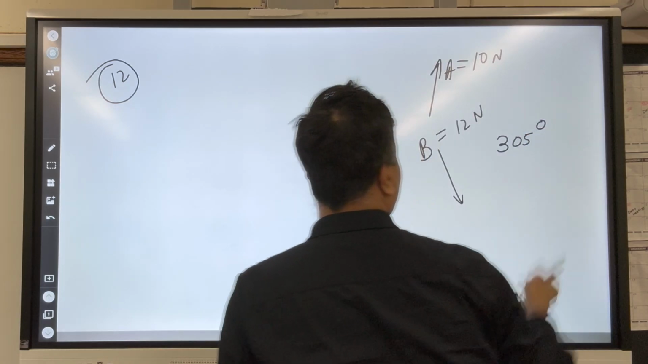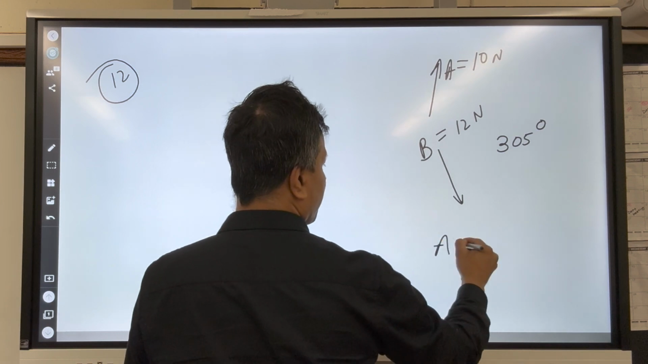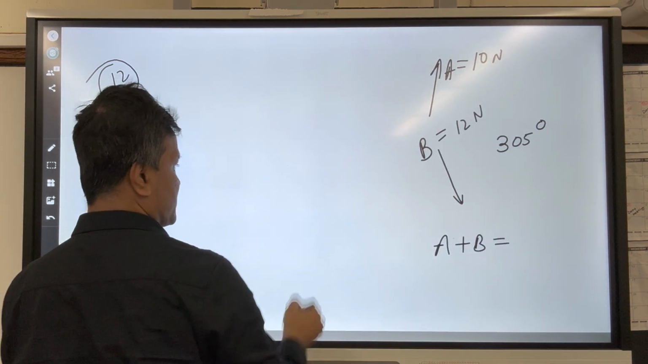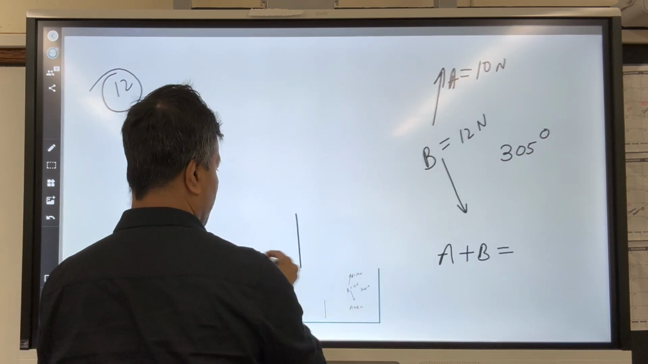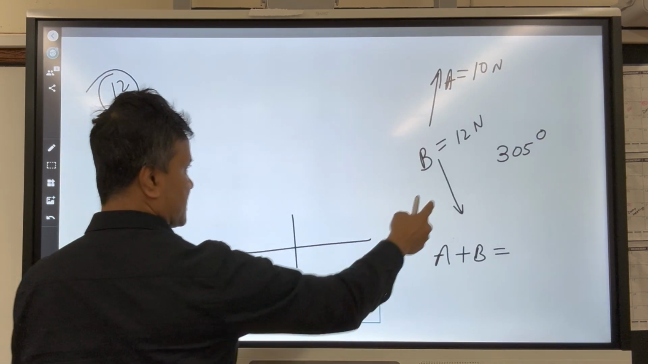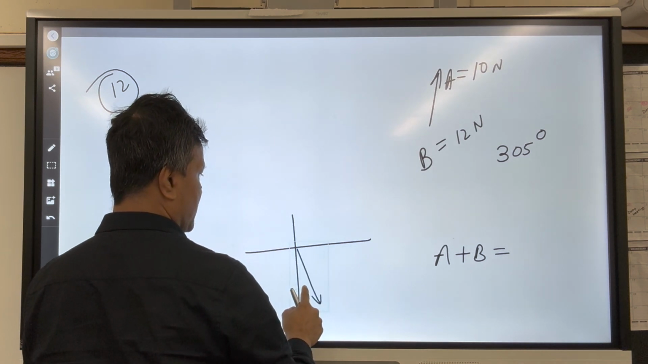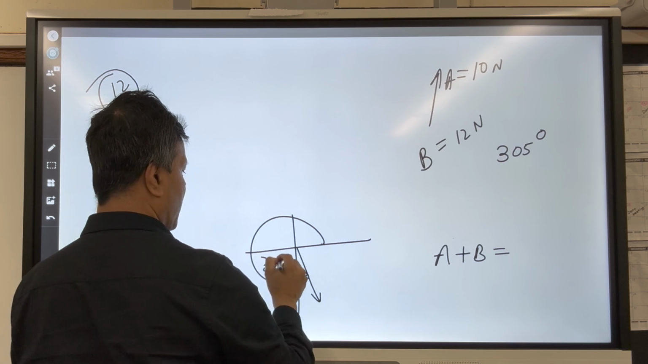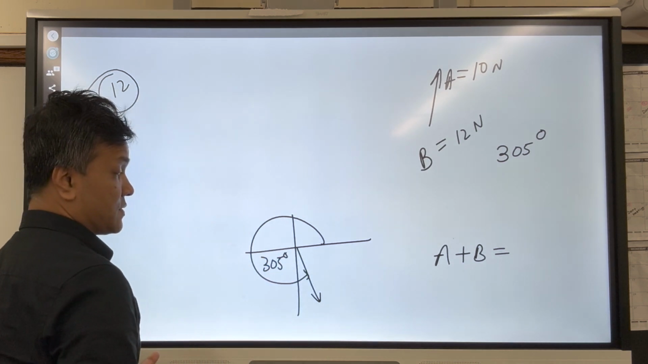305 degree. All right. So what is A plus B? Okay, let's see whether we understand what 305 degree means. To understand this, we have to put B on the XY coordinate. If I put it on the XY coordinate, that means from here to here is 305 degree. That's what it means. Okay, good.